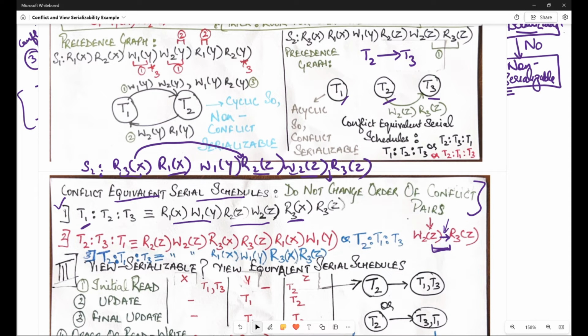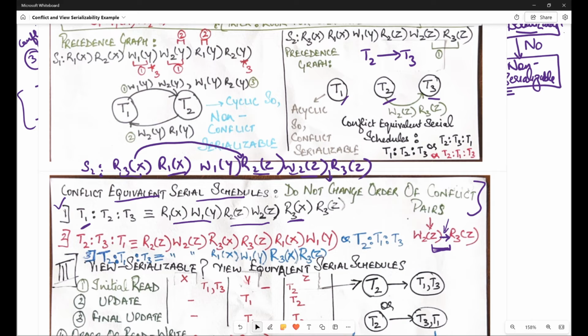Although you don't need to check for view serializability, you can simply write that since it is conflict serializable, it is also view serializable. But if there are marks for step marking and everything, it's safe to explain the view serializability part also, so that no marks are cut for not doing all the steps. So it's safe to solve this as well. That is why I also solved view serializability.